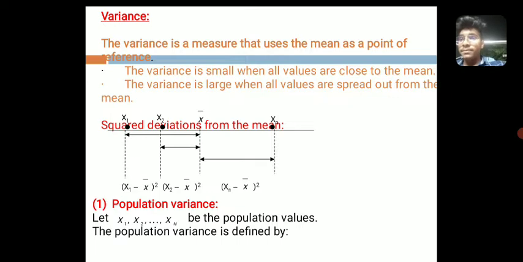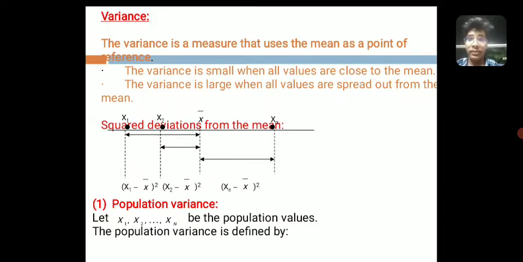So as we can see, when we find the value of the mean and then the value of the variance, we take the mean as the central point. If the values we are getting are close to the mean, it is a smaller variance. If they are far, it is a larger variance, which is the squared deviation from the mean: x1 minus x bar whole square, x2 minus x bar whole square, and xn minus x bar whole square.